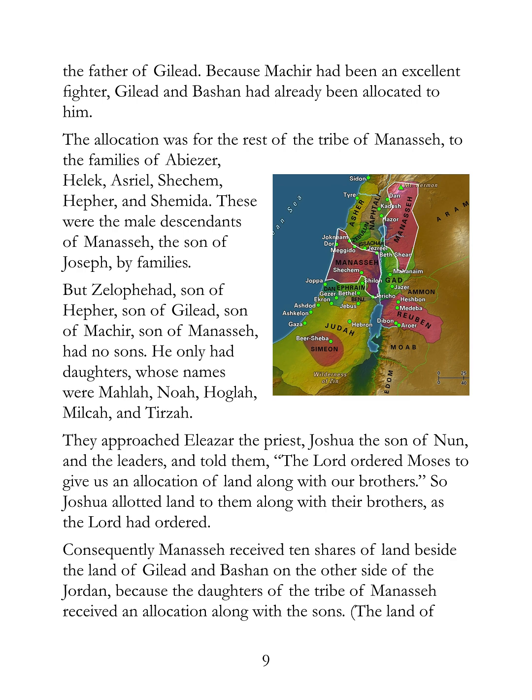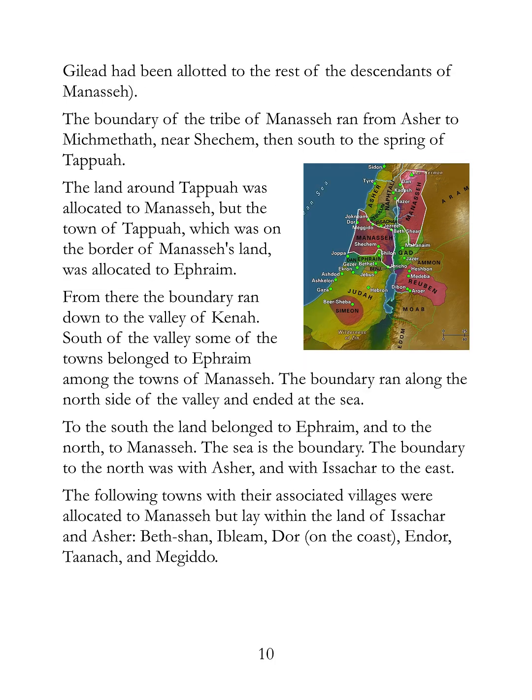They approached Eleazar the priest, Joshua the son of Nun, and the leaders, and told them, "The Lord ordered Moses to give us an allocation of land along with our brothers." So Joshua allotted land to them along with their brothers, as the Lord had ordered. Consequently, Manasseh received 10 shares of land beside the land of Gilead and Bashan on the other side of the Jordan, because the daughters of the tribe of Manasseh received an allocation along with the sons. The land of Gilead had been allotted to the rest of the descendants of Manasseh.